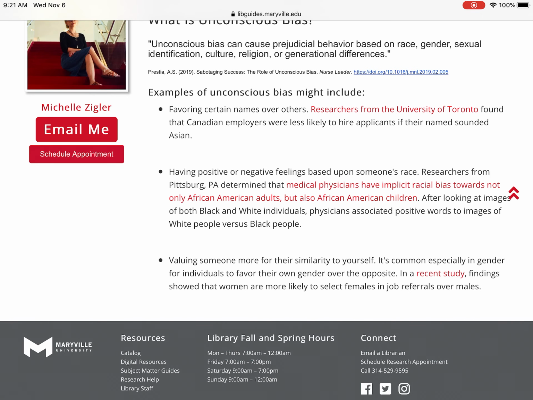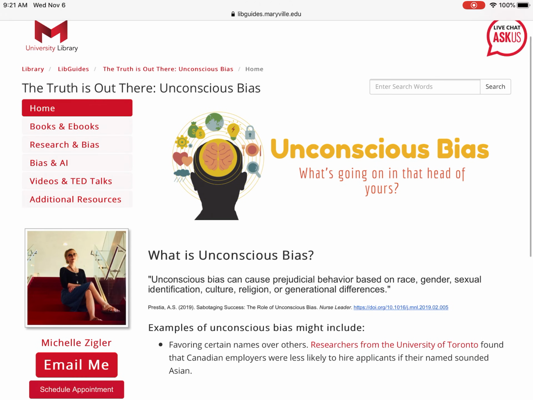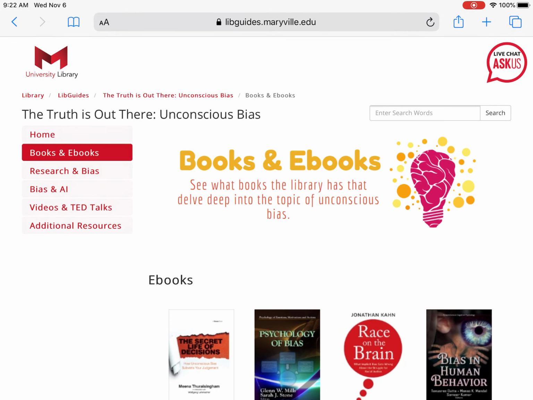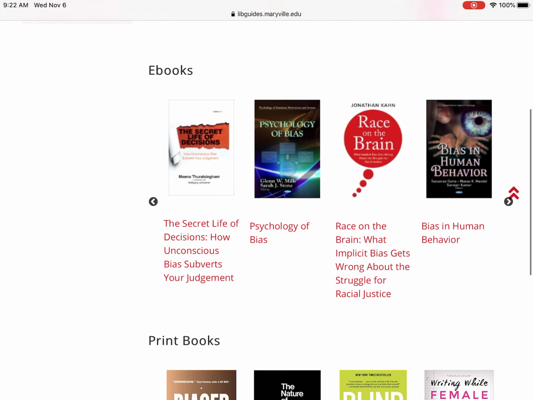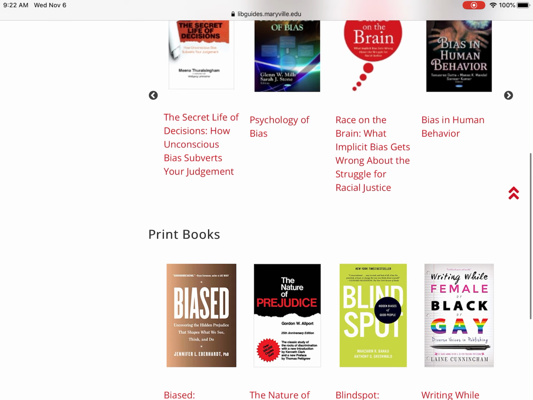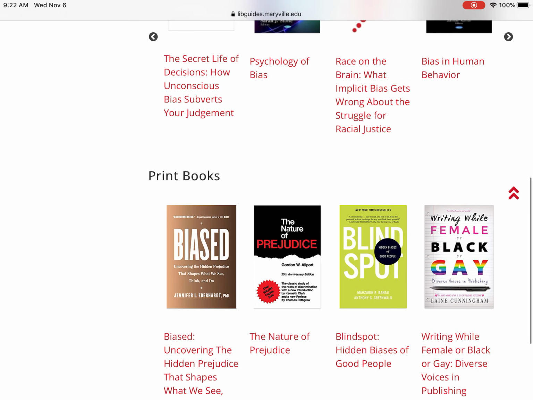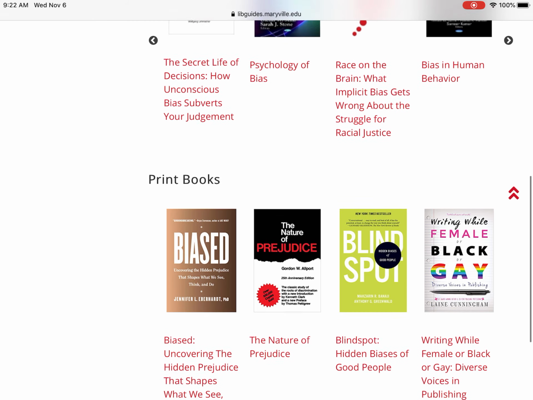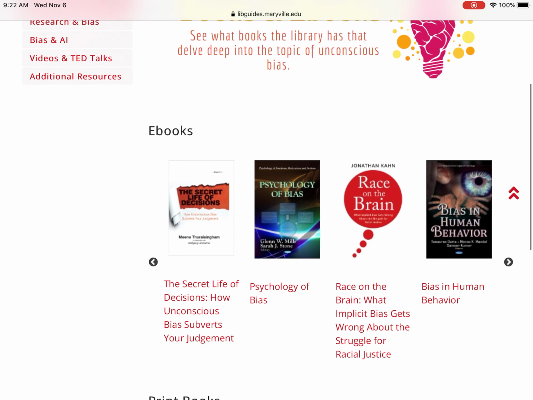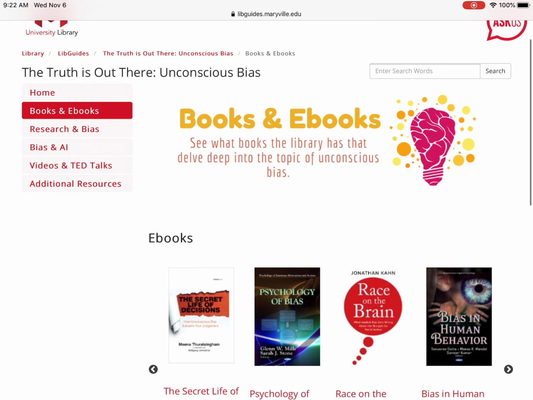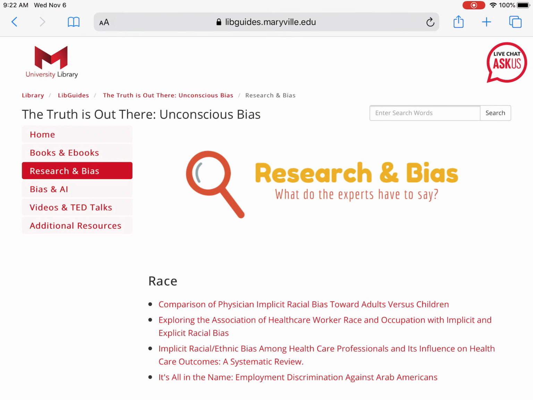But unconscious bias can be found in many different ways, and these are just a couple of examples. If you scroll up, I have a tab that shows some books and ebooks the library offers that have more information about unconscious bias, how to notice it, how to deal with it, and different perspectives on dealing with bias in general. And then I have a tab that talks about research and bias.